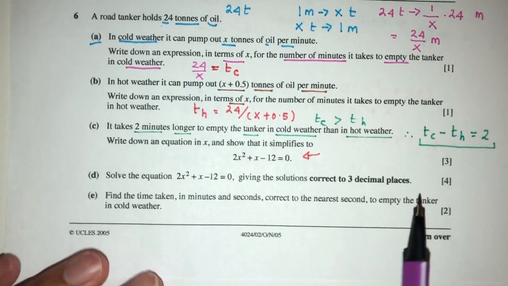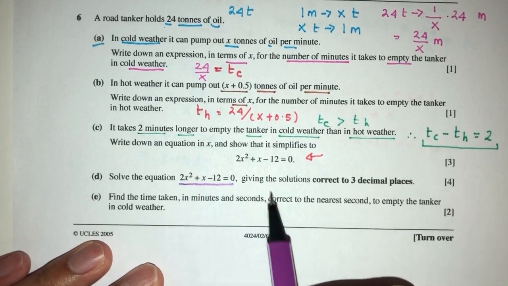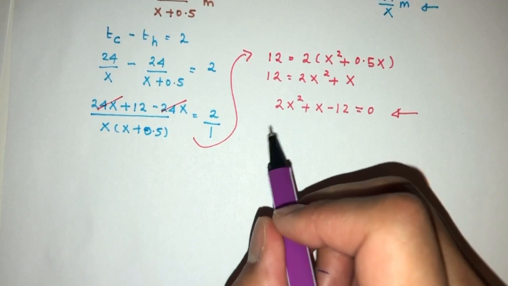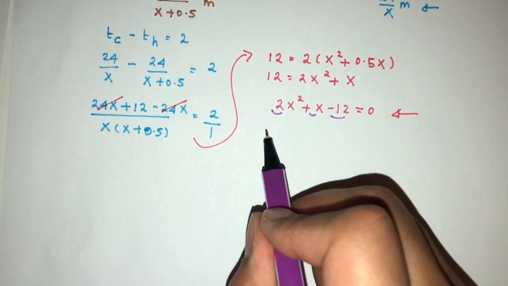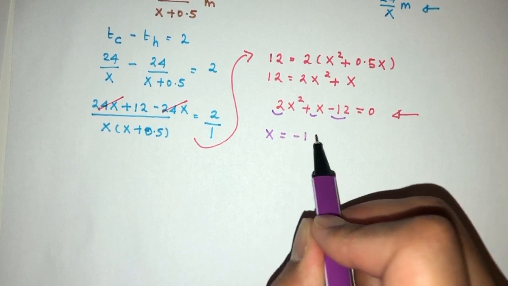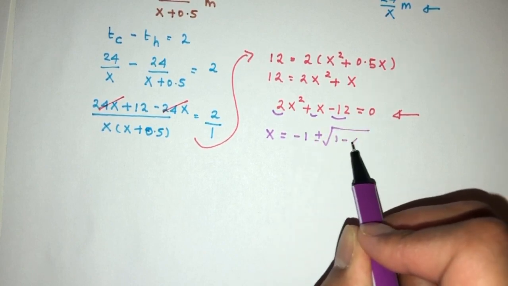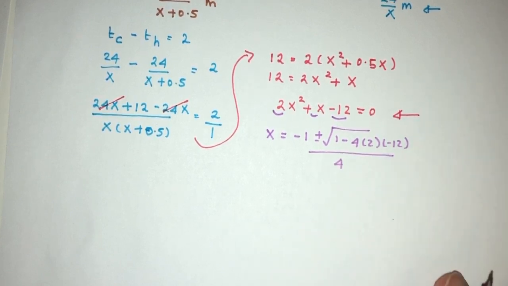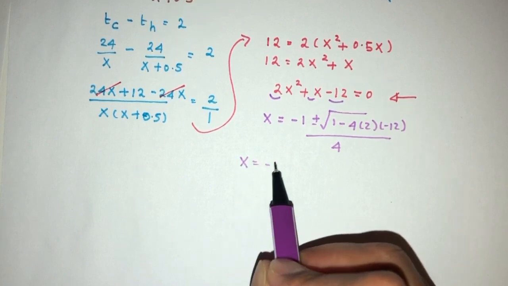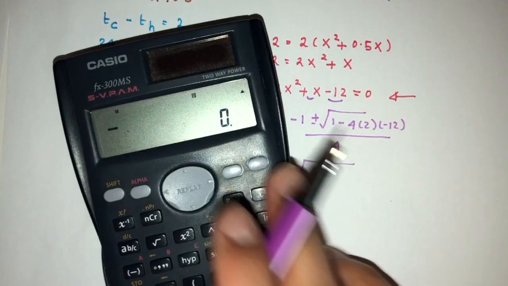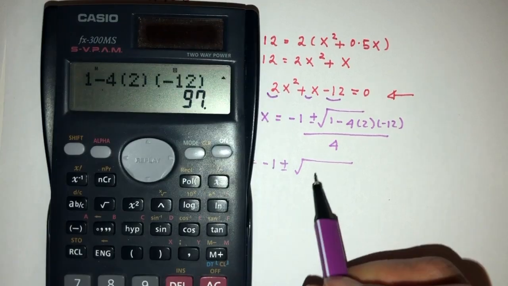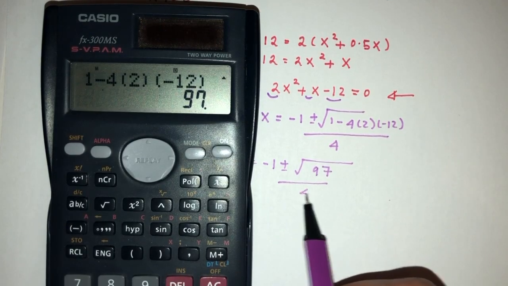Now for question part D, we have to solve this equation, giving the answers correct to 3 decimal places. Whenever you see the answers are not exact, you have to use the formula to solve this question. That will be a, b, and c. x has to be minus b plus or minus the square root of b squared minus 4 times a times c, divided by 2 times a, where a is 2. Alright, simplify. x has to be minus 1 plus or minus the square root of 1 minus 4 times 2 times minus 12. That will be 97 over 4.